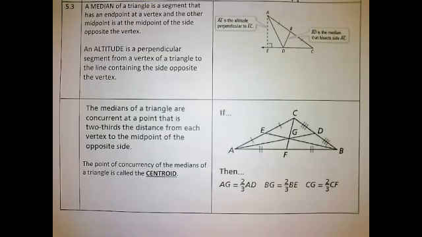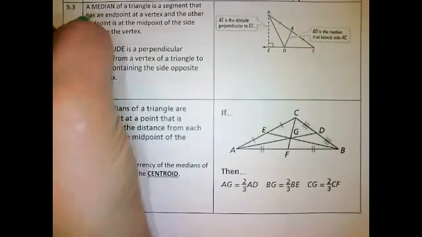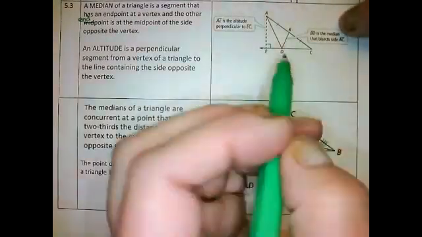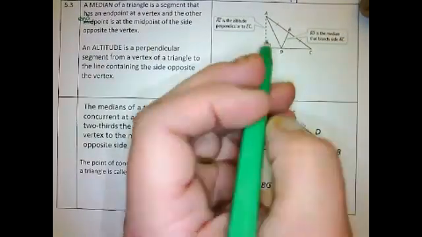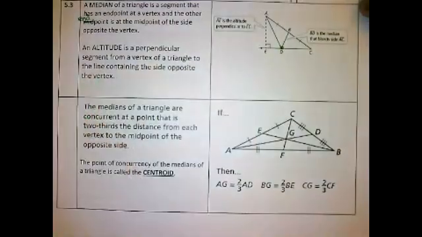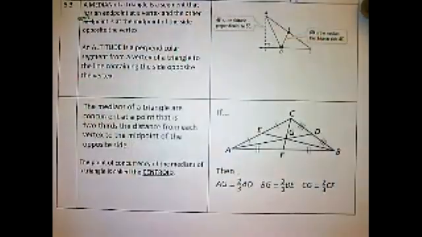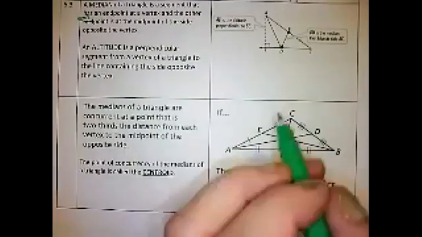So a median of a triangle has an endpoint at a vertex, and the other endpoint is at the midpoint of the side opposite the vertex. So this should be endpoint. Sorry about that. So BD is a median because it intersects a vertex and the opposite side in the middle, or it's the midpoint of that opposite side.